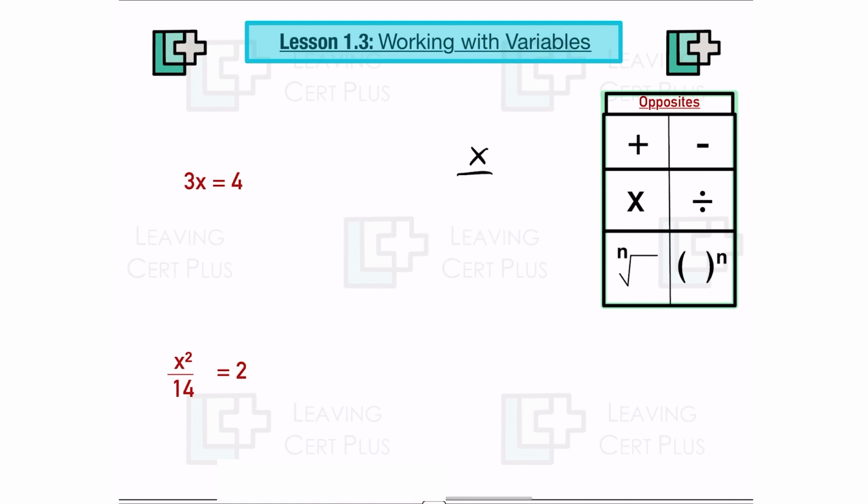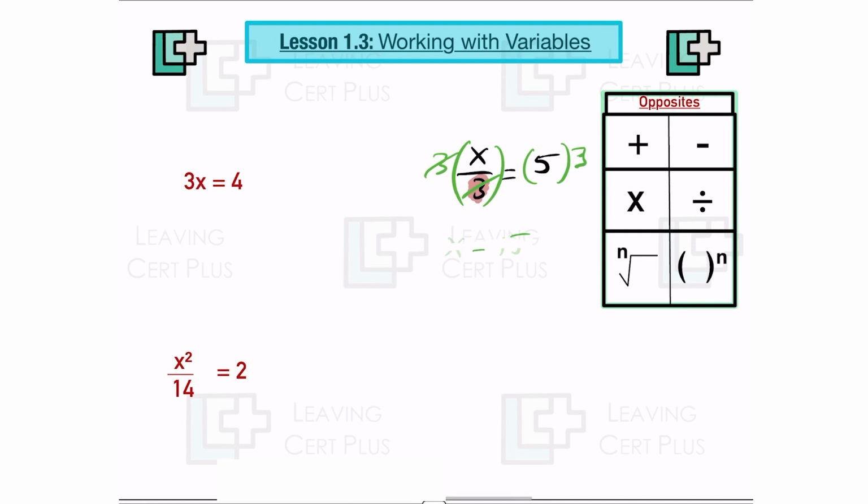So if I have x over 3 is equal to 5, I want to undo that division. So x is being divided by 3, and this is what I want by itself. So I'm going to multiply across by 3. That's going to get rid of this fraction, and it's going to isolate my x. So x is equal to 15, divided by the 3. So to undo one, you use the opposite side of the table.